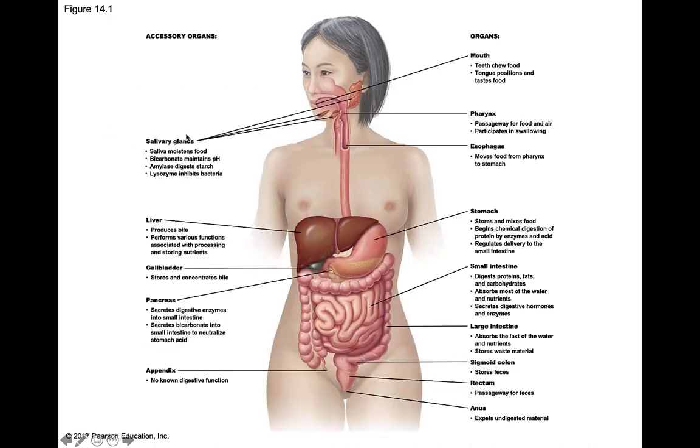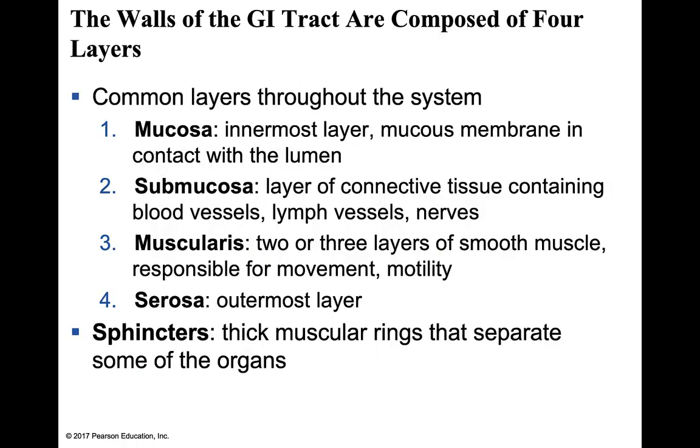Now, we can see that here. And so what we have on the right panel are all the organs and some descriptions of those and some general introduction. I'm not going to go through that right now. And then on the left, those are the accessory organs. So the salivary glands, the liver, pancreas, and appendix. So all of those are considered to be accessory organs. And note, they are not part of the tube. That's really important.